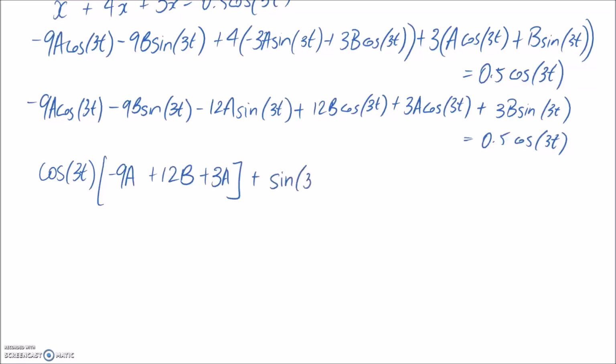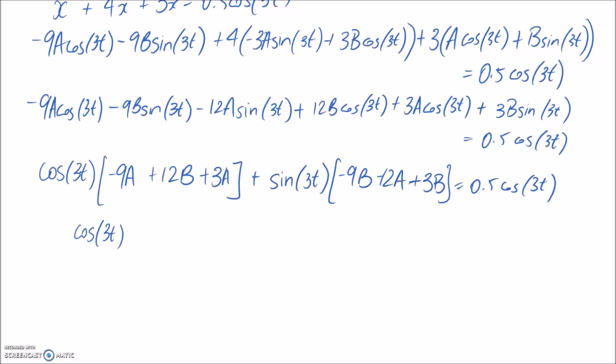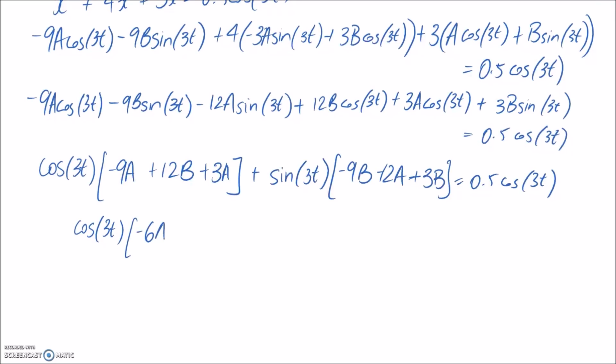So now let's do all the ones with sine. So negative 9b minus 12a, and then plus 3b on the end here. And all of that has to equal 0.5 cos of 3t. Alright, so we can do a little bit of putting this together. We can simplify this one here to be negative 6a plus 12b. And the second bracket can be simplified to negative 6b minus 12a.